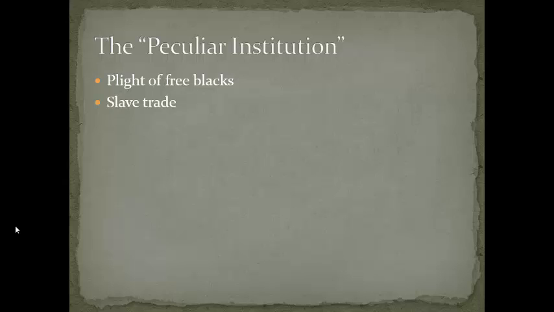Slave trade, of course, bringing in new slaves from outside the United States, was outlawed. It had been outlawed shortly after the turn of the century, but because people born to slaves inherit that slave status, the slave population continued to grow. And like I said, with the slave trade, we do see a shift from the upper South, the more established areas of the South, down through the deeper southern areas, places like Louisiana, Alabama, Mississippi, Georgia, on up into South Carolina.